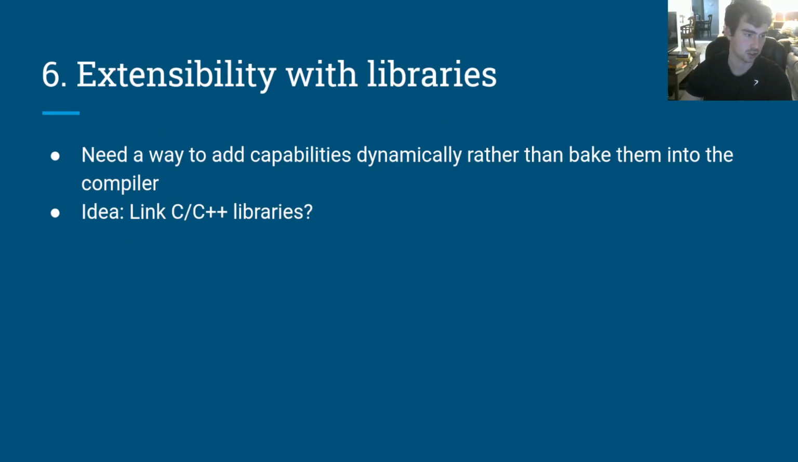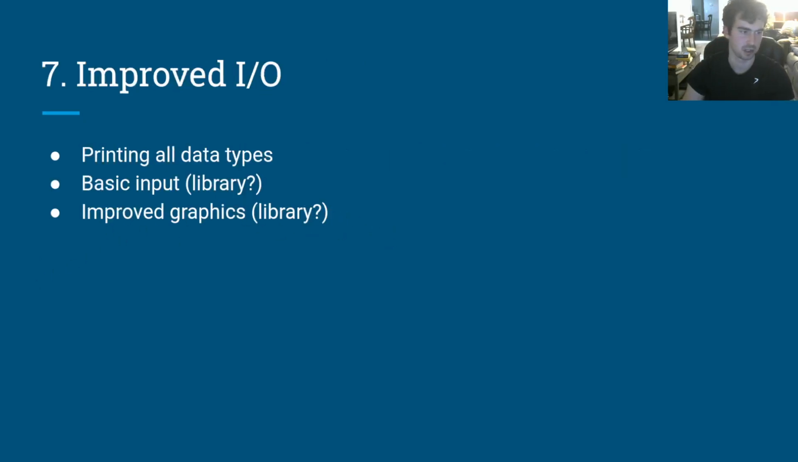Lastly, not lastly, extensibility with other libraries. I'd like to have a way to incorporate new features rather than just building them into the compiler. One idea that I had was maybe a way to link C and C++ libraries into the project. I think that would be good because C and C++ obviously have a very robust ecosystem, and so we would automatically get a huge amount of extensibility.